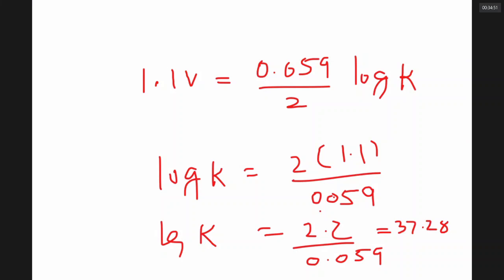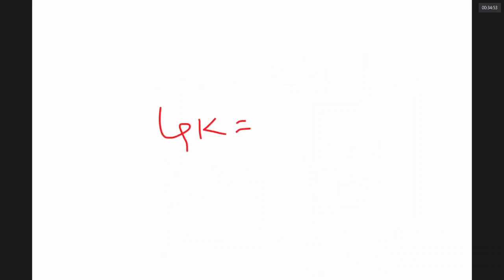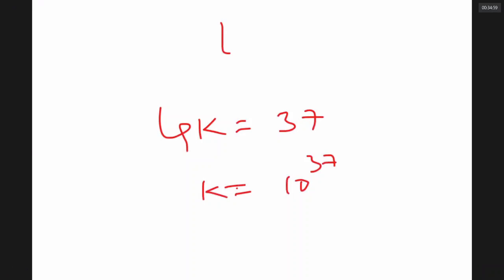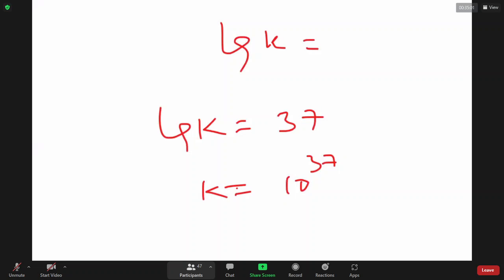Sir, if log k is equal to 37, k is equal to 10 to the power 37. If log k is equal to 1.3010, 0.3010 anti-log is equal to 2 into 10 to the power 1. K is equal to 20.